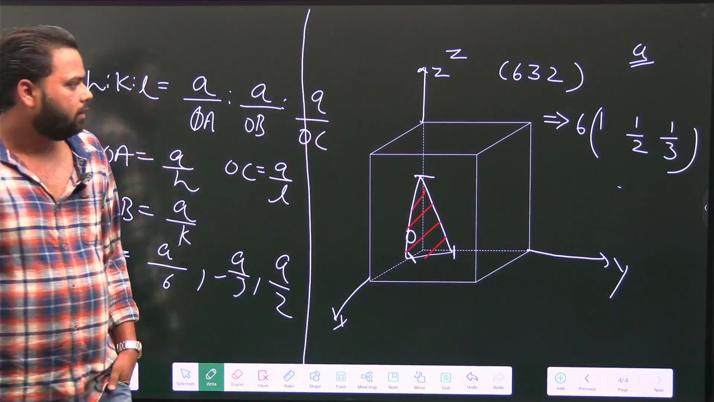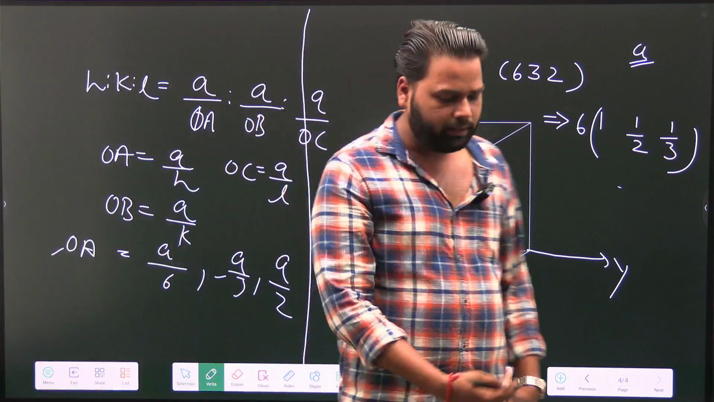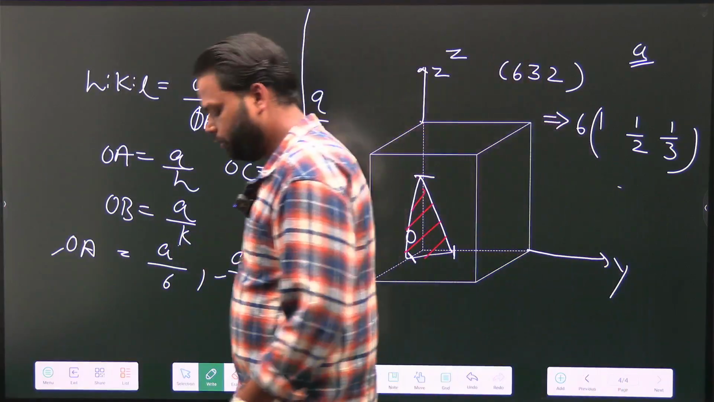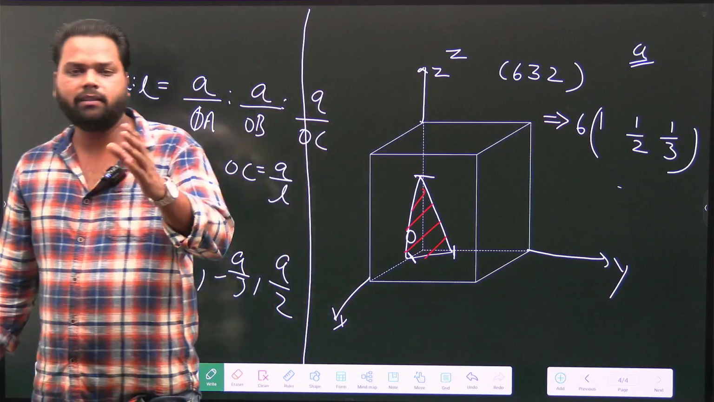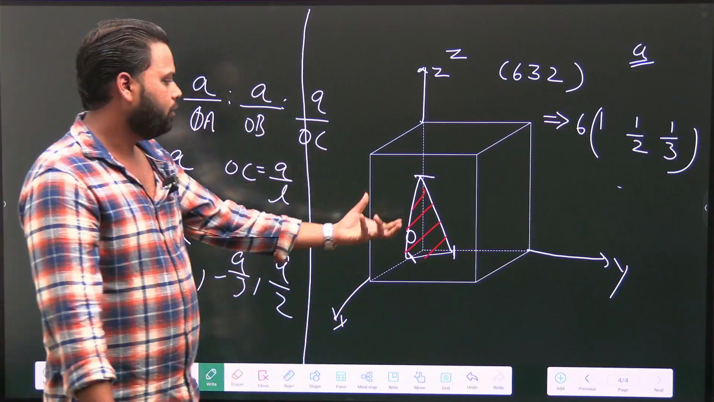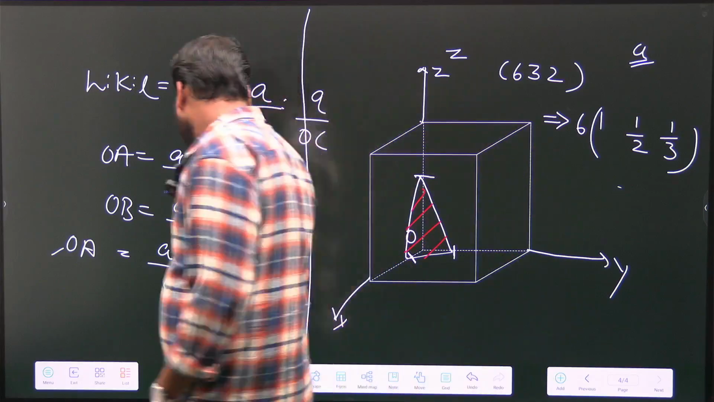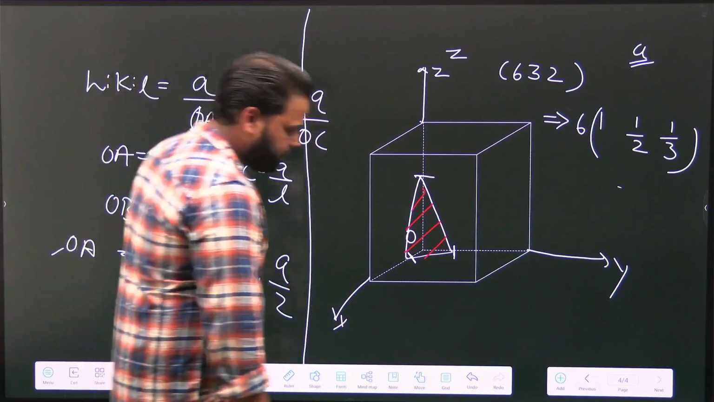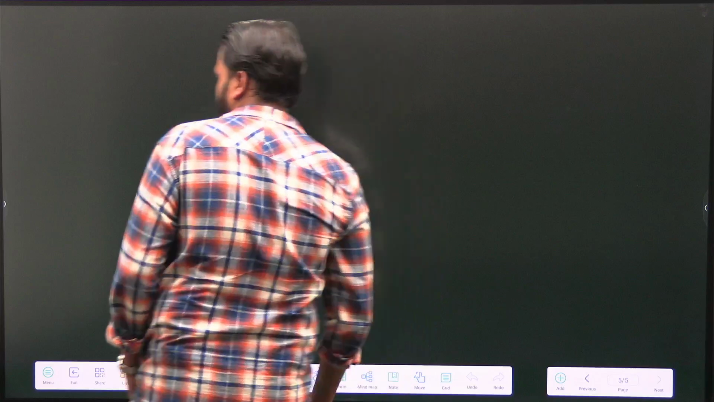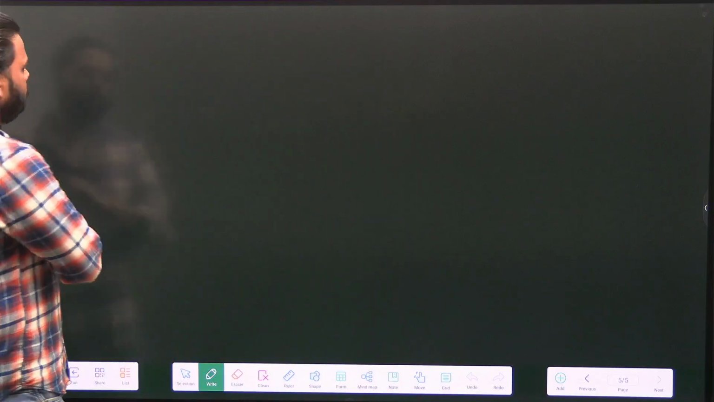Okay, so this is some practice question regarding the second type of problem, when the Miller indices will be given and we have to draw the plane. Now let's discuss some basic concepts regarding the Miller indices, then we'll move further.